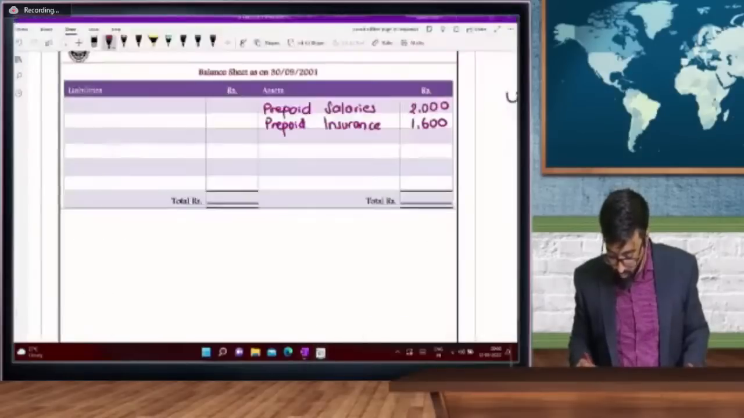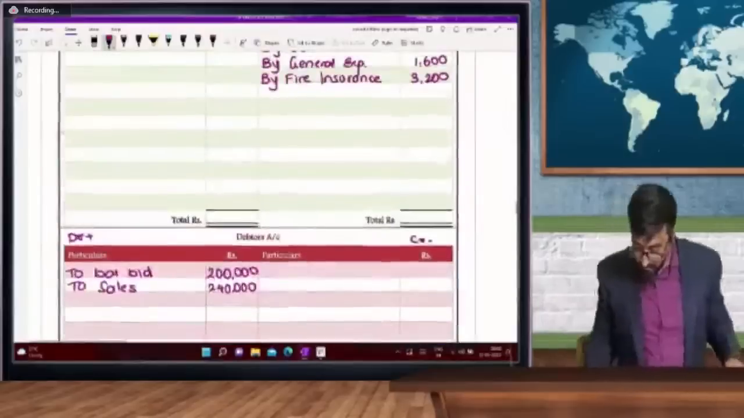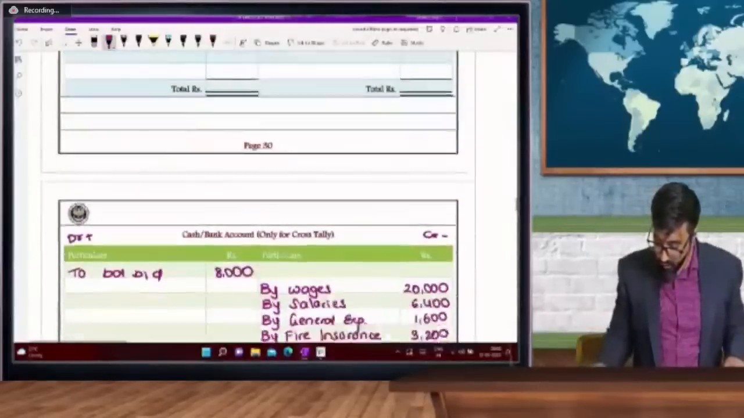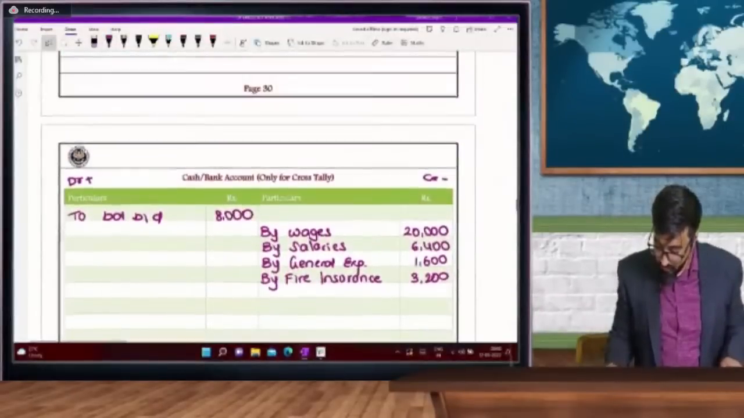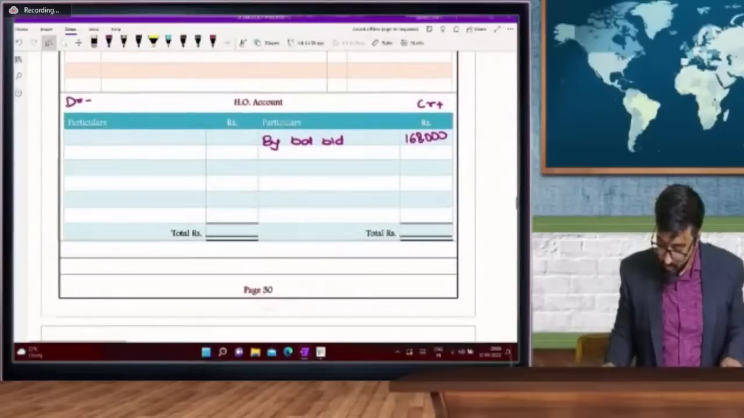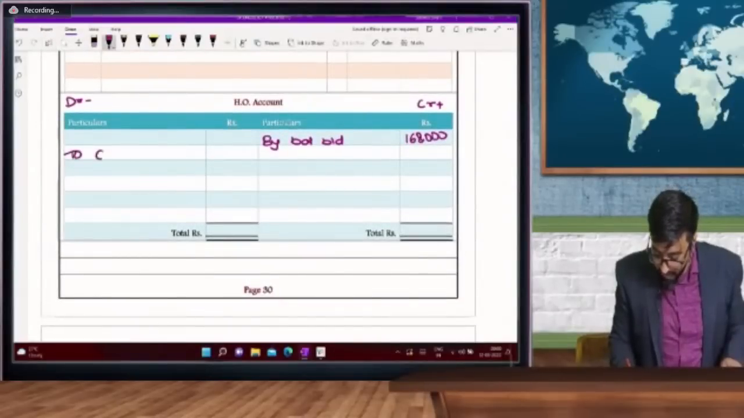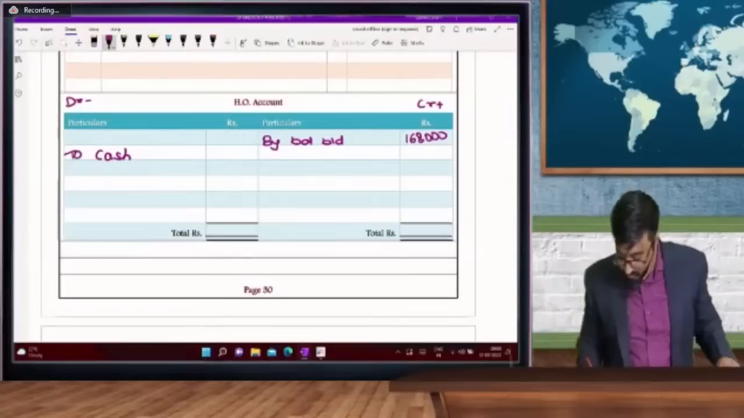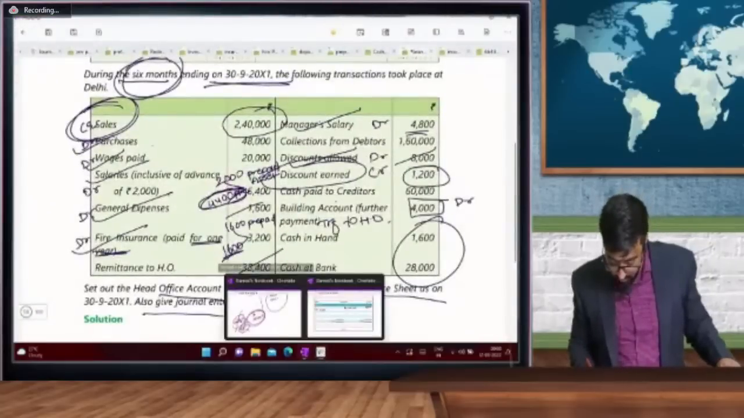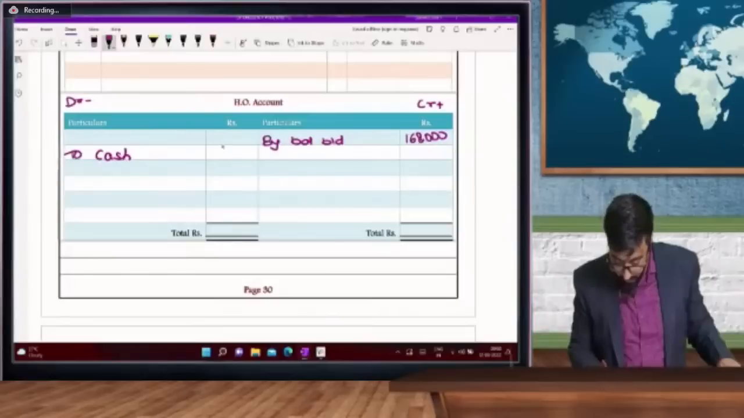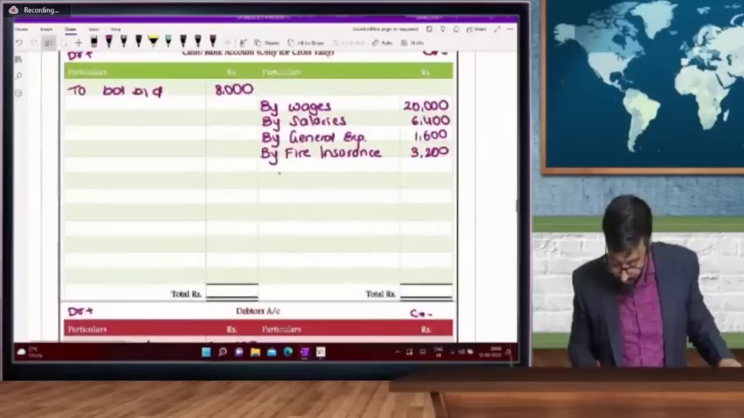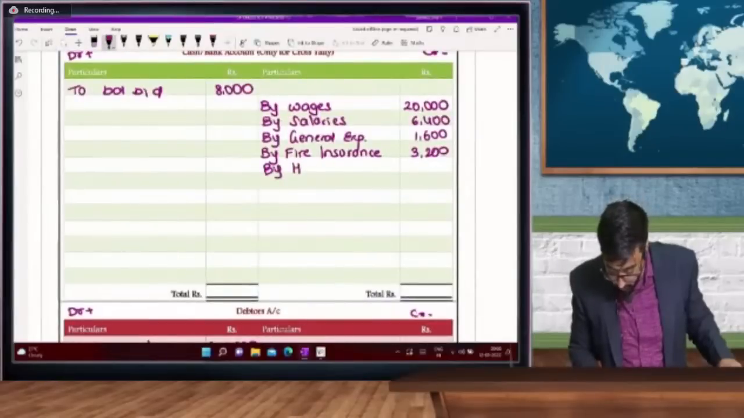Remittance to HO. HO को remit किया. Second line, HO to cash, 38,400. And cash के credit में by HO 38,400.